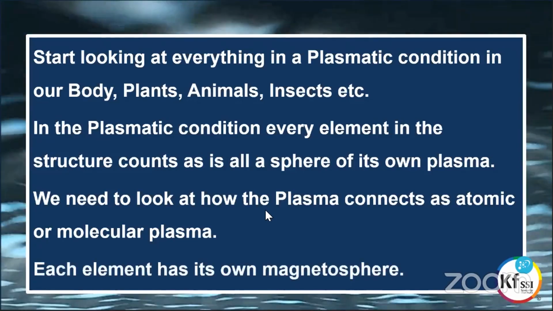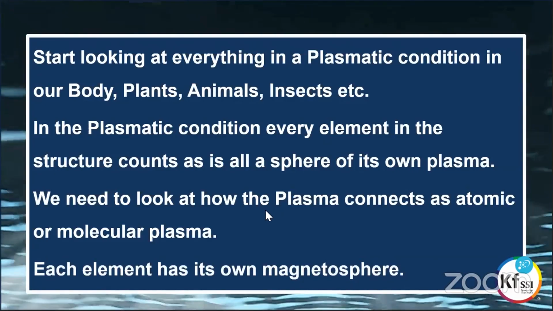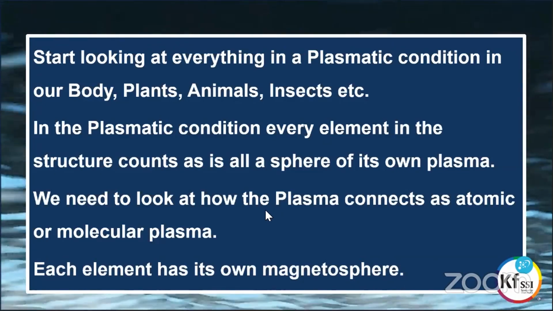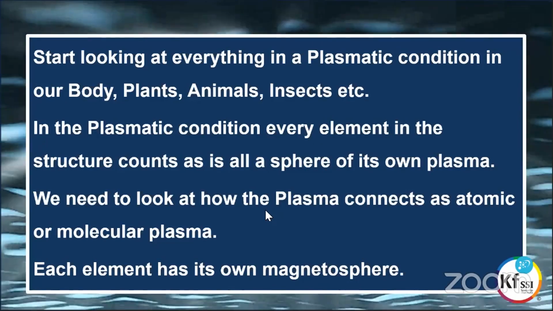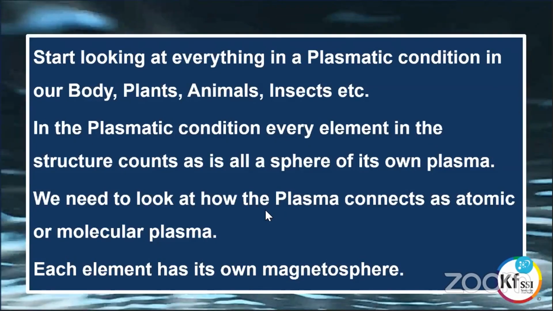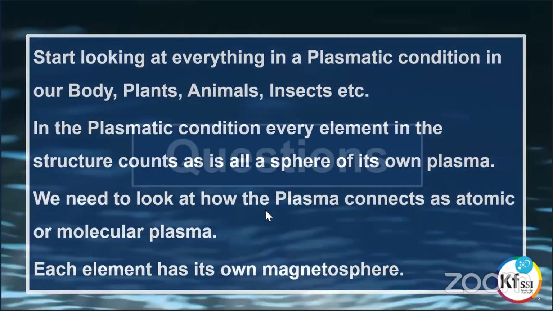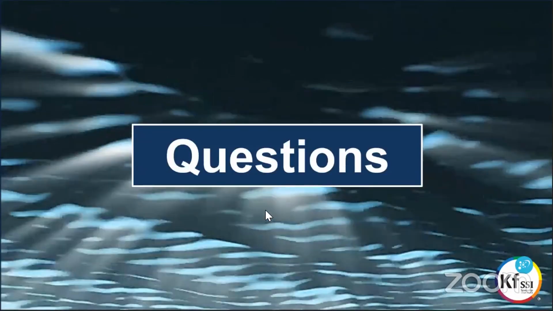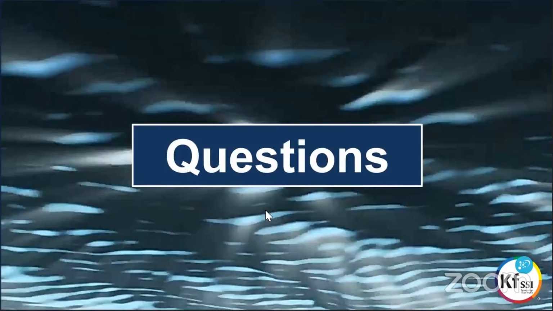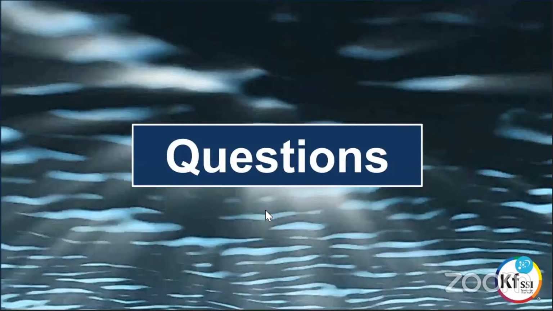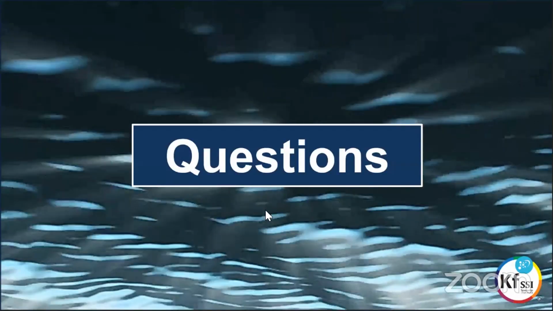And each element has its own magnetosphere, and one has a certain strength. When you add 2 and 3, it creates a bigger strength around that. So that was just a very small taste, to try and give some understanding, and to show you that one really has to start thinking from a plasma point of view.